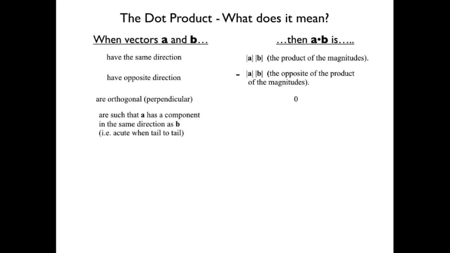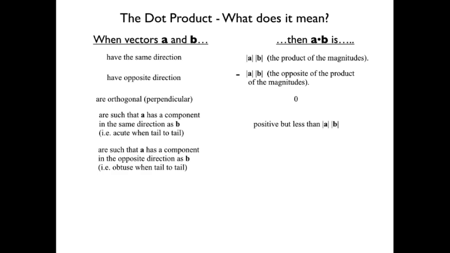When A has a component in the same direction as B, meaning the angles are acute when tail to tail, then we said that the dot product is, what do you say? Positive, but less than the product of the magnitudes. Likewise, if A has a component in the opposite direction of B, negative, but less negative than the opposite of the product of the magnitudes.